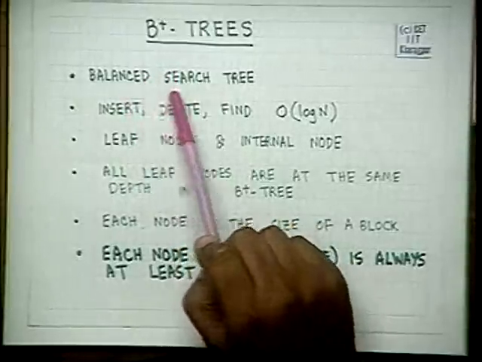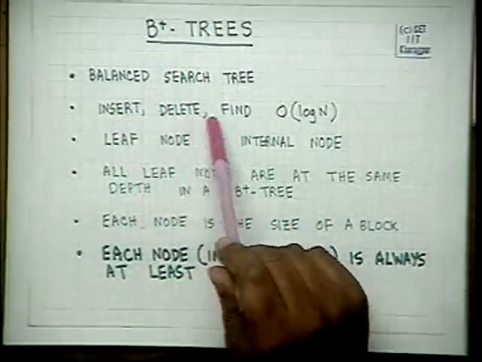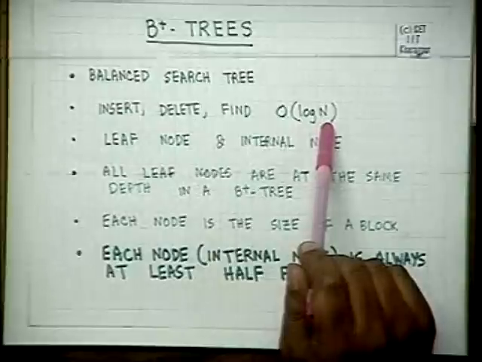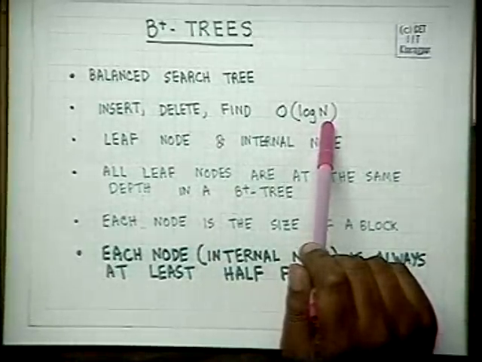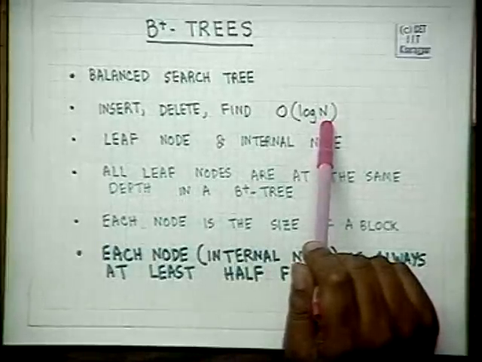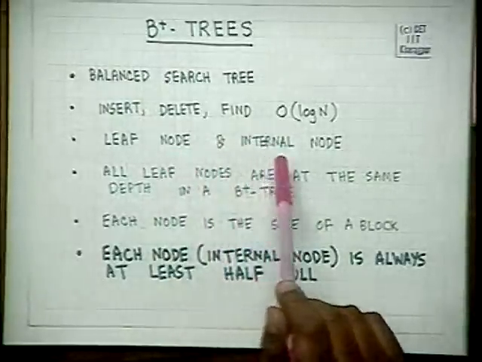We are doing B plus trees, and as we mentioned earlier, a B plus tree is a balanced search tree which has operations insert, delete and find, all of which can be done in order log n time, where n is the number of distinct index values or attribute values on which the indexing is done. There are two types of nodes, a leaf and an internal node.